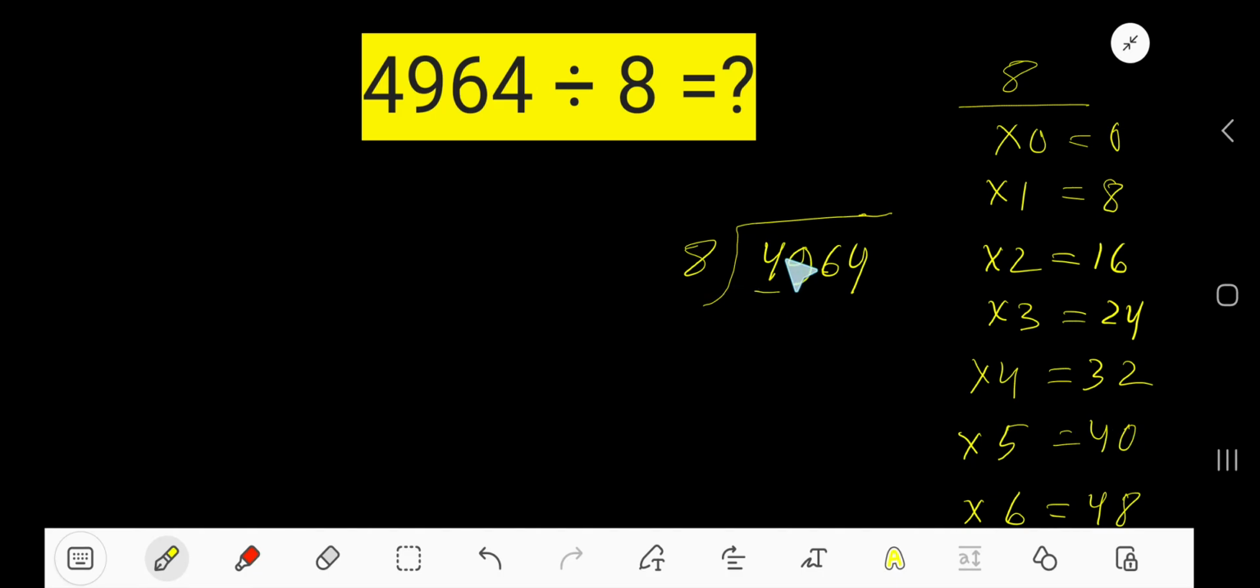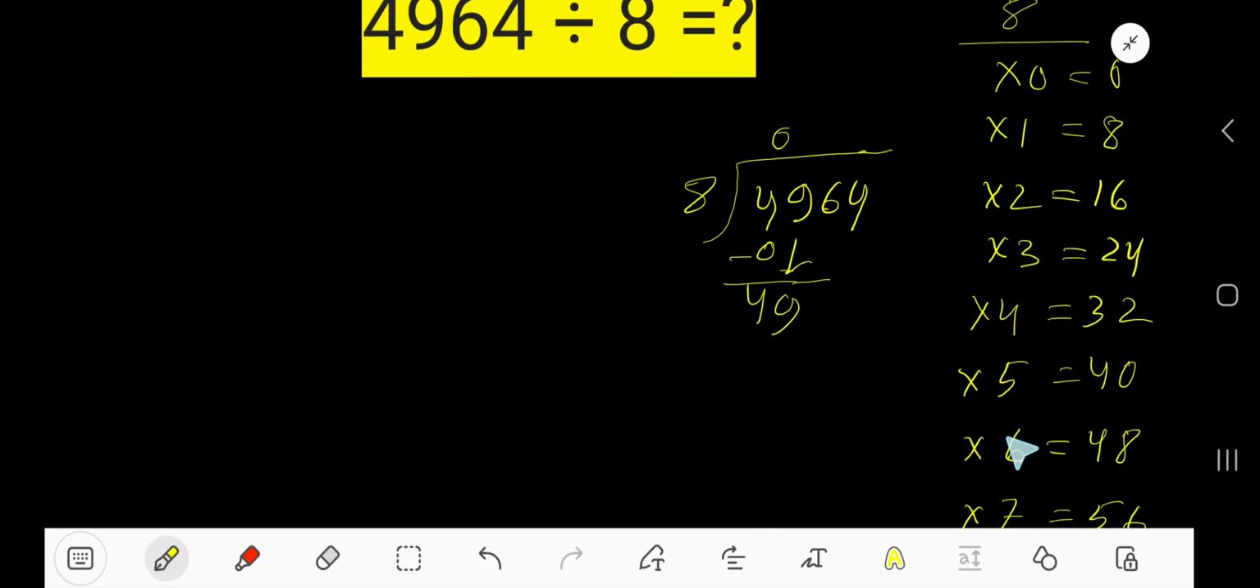8 goes into 4 how many times? 0 times. 0 times 8, 0. Subtract, you are getting 4. Bring down this 9. 8 goes into 49 how many times? Okay, 6 times 8 is 48.